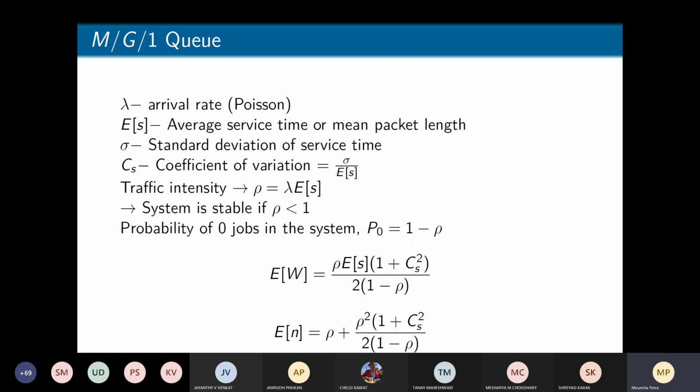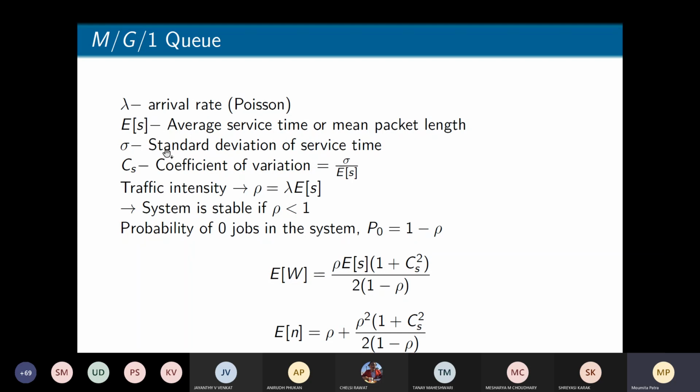Suppose again you have a system with Poisson arrivals given by an arrival rate of lambda, but for the service time you do not know the average packet length, and it does not follow any known distribution like exponential or Erlang. So you put it as G, that is general distribution. What do you know? The average service time, or the mean packet length, that you can find out. That is given by E of S. So E of S represents the average service time or the mean packet length.